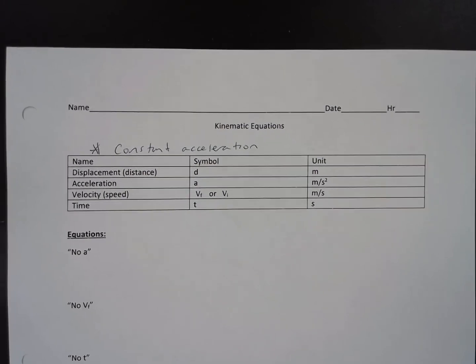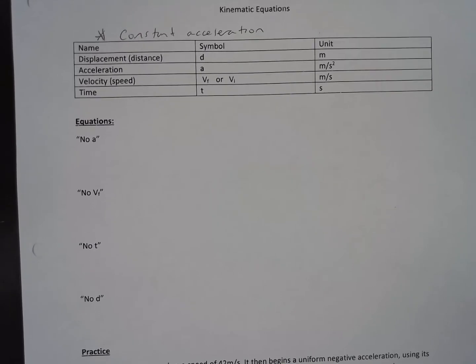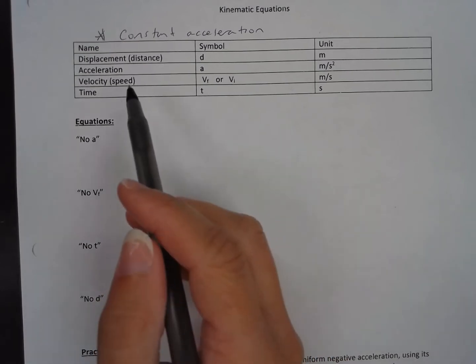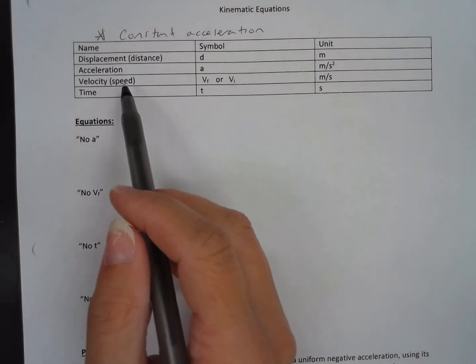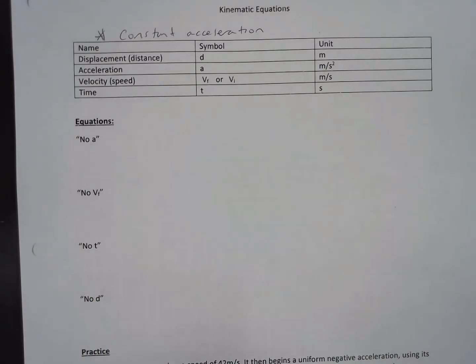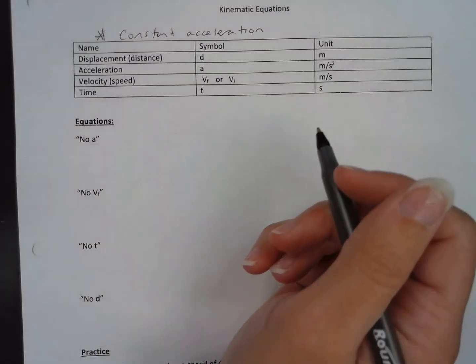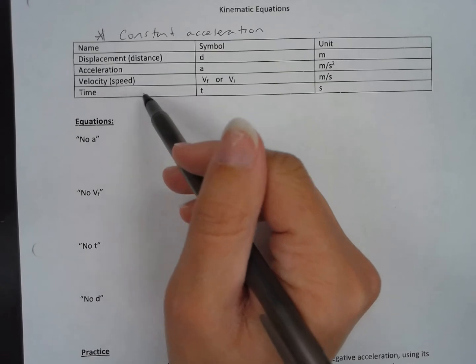Now, these equations are named based on the variable that they are missing. So they're all related to each other in some way, shape, or form, but each equation has one missing variable. The nice thing is, you don't need to know displacement and time in order to figure out velocity. As long as you have acceleration, you're okay.